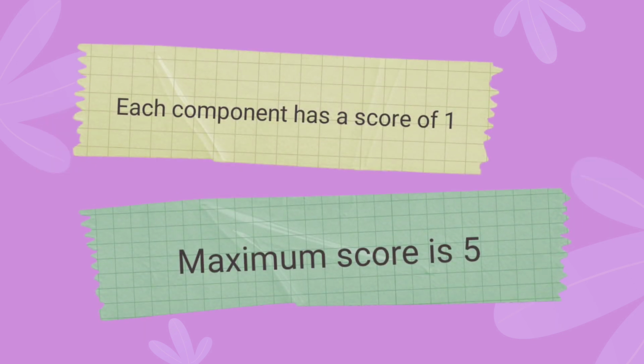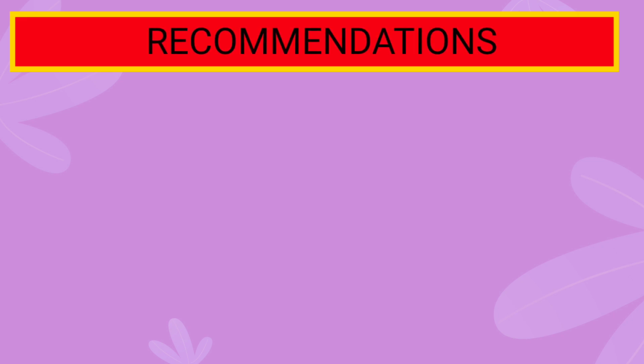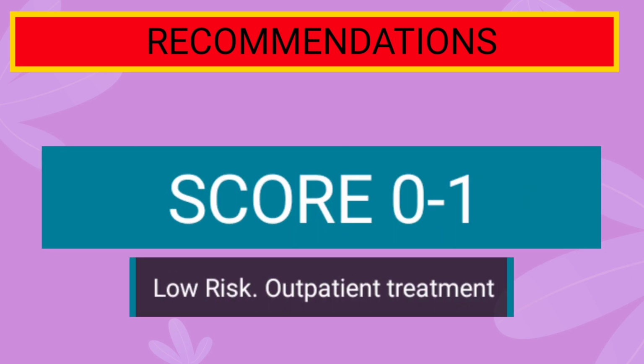Remember that each component has a score of 1 and a maximum score of 5 can be obtained. Based on the final score, these patients can be divided into 3 subcategories. The first category are patients with a score of 0 to 1. It means that these patients have a low risk and they can be treated as outpatients on an OPD basis.